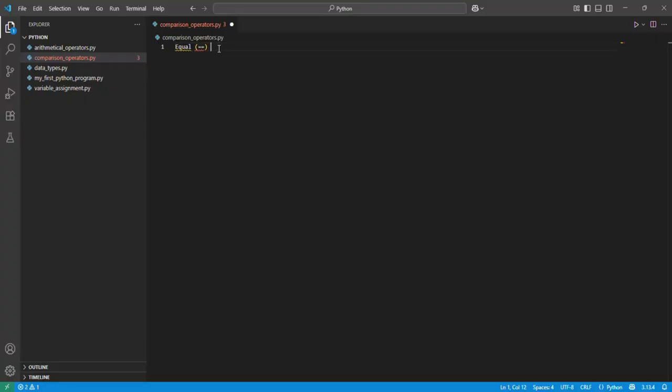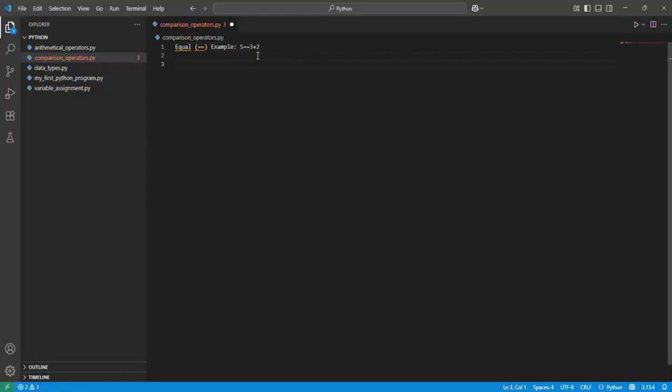For example, I can say 5 is the same as 3 plus 2. So this is one example of how the comparison operator equal is used. 5 is equal to, or 5 is the same as 3 plus 2.